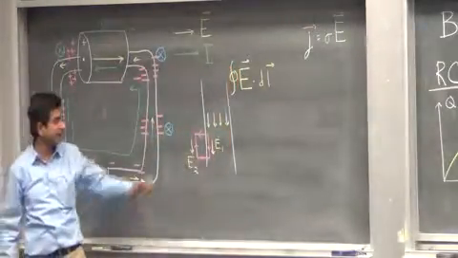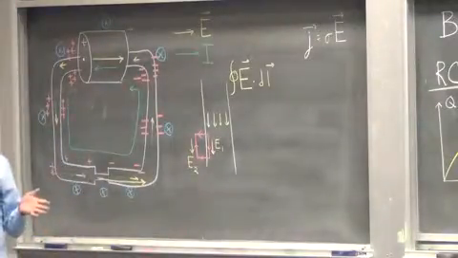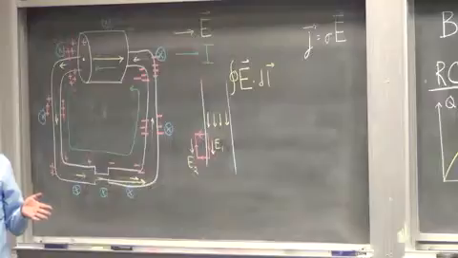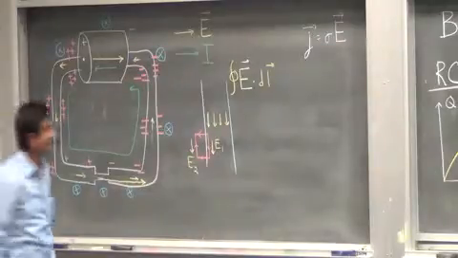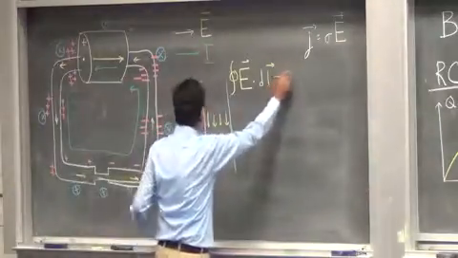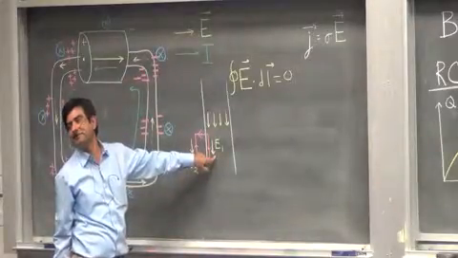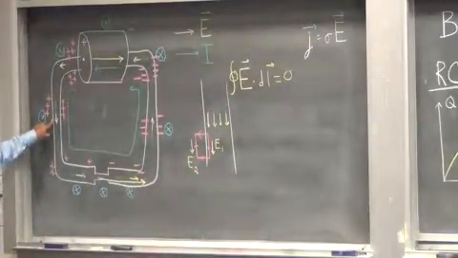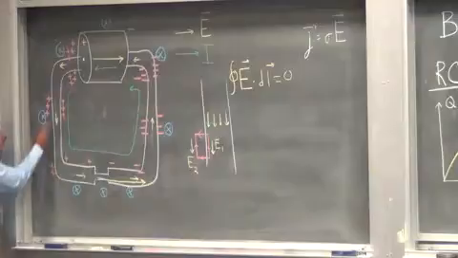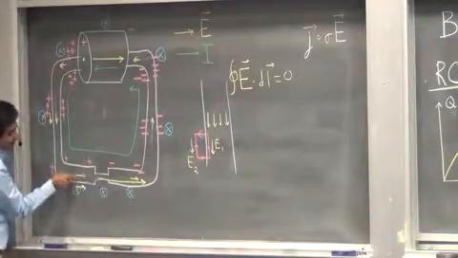Rate of change of magnetic flux through this loop. Is there any changing flux through this loop? No. There is flux but not changing flux because the current is constant. So this has to be 0. Now if this is 0, this means that this E2 must be the same as E1. So outside the conductor, just outside the conductor, the electric field is going to be parallel to this direction.